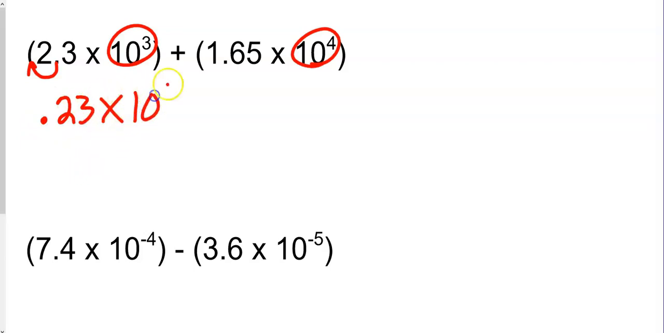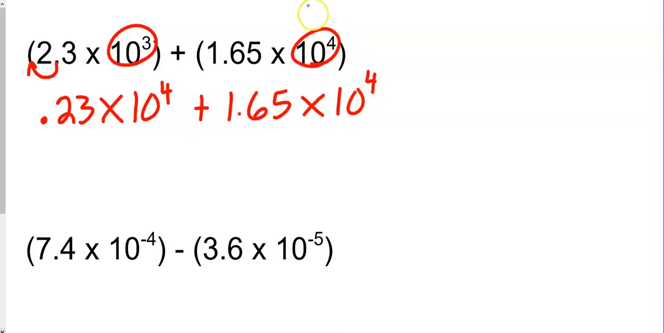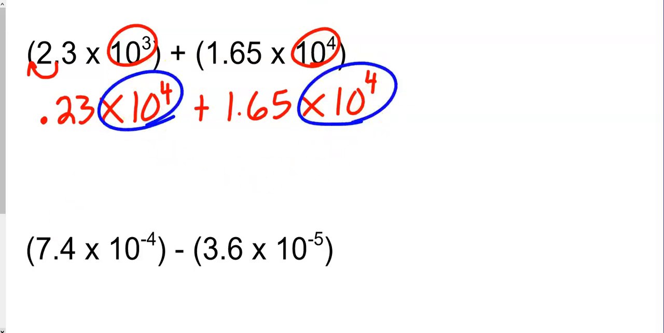0.23 times 10 to the 4. Because again, remember I said that if you move to the left, you're creating a larger number, which adds on to that exponent. And now the pieces match. I have times 10 to the 4th times 10 to the 4th. So all we have to do now is take care of our two numbers, 0.23 and 1.65, by adding.